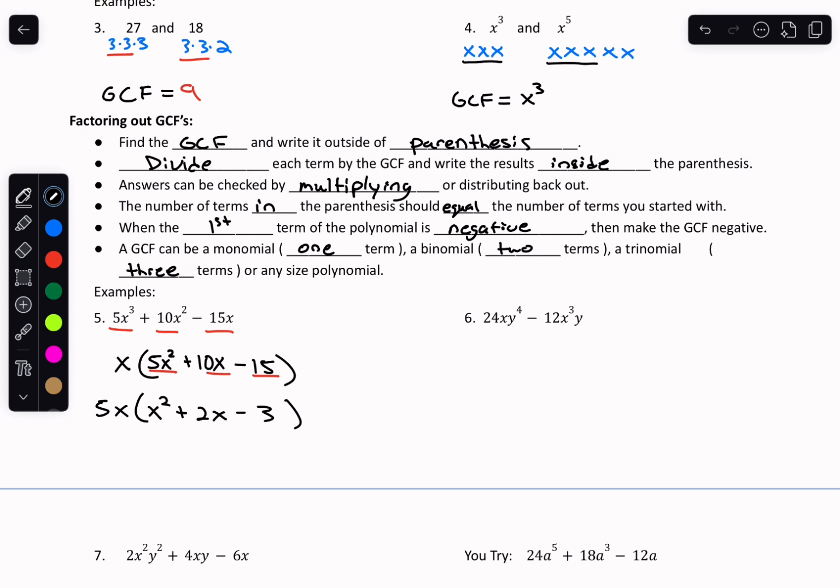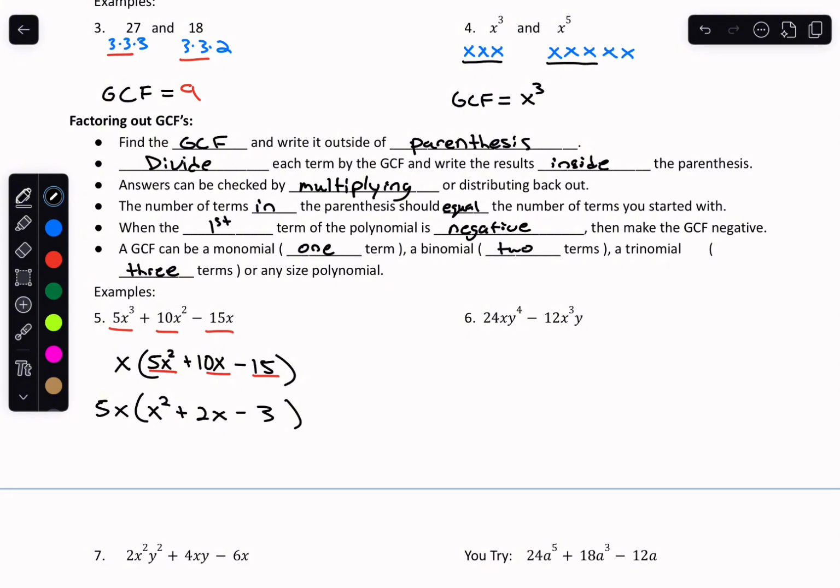And remember that if you have trouble getting the GCF of the numbers, you can always use the calculator to help you out. But in general, what we're doing is just finding the biggest prime factor that they all have and then putting those together. All right, number 6.